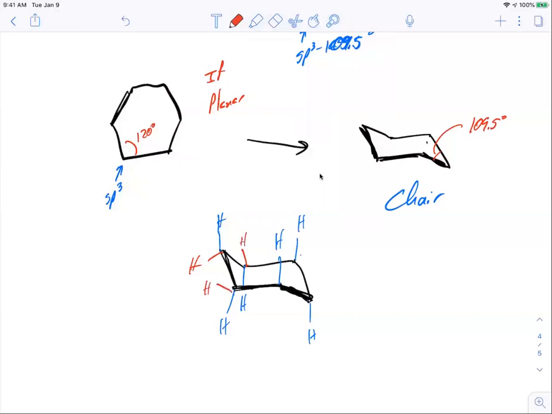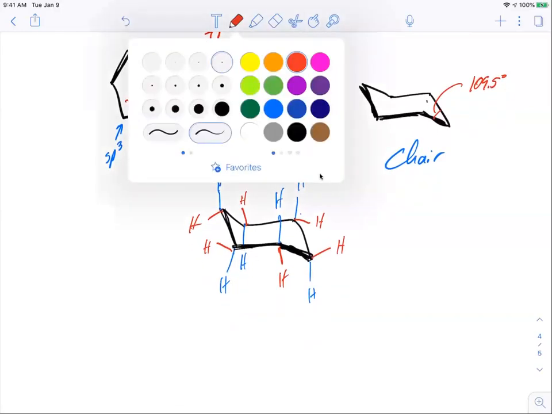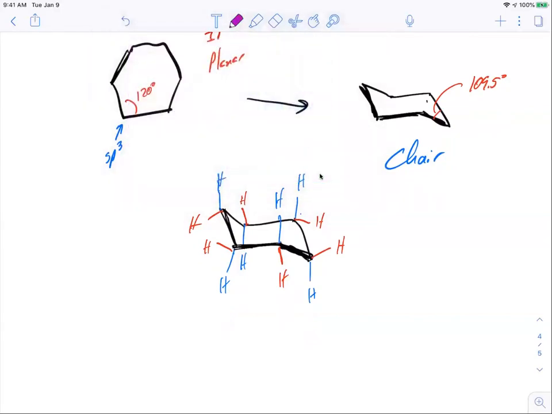It's a little harder to see that they are in the staggered, the anti-staggered conformation for this group, but they are. Okay. Now, there is a difference in stability between these two sets of hydrogens.